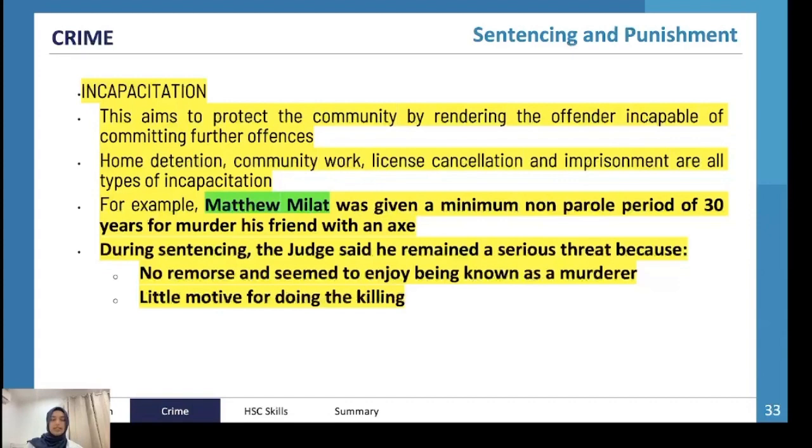For example, Matthew Malat was given the minimum non-parole period of 30 years for murder of his friend with an axe. During sentencing, the judge said that he remained a serious threat because he showed no remorse and seemed to enjoy being known as a murderer and had little motive for doing the killing.